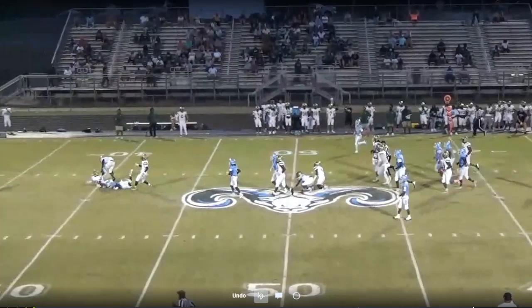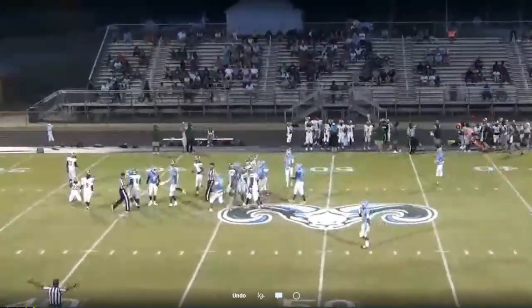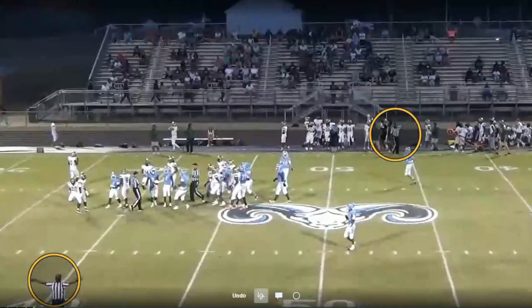And as we get towards the end of this play, which is going to be down around the 41-yard line, we will see our line judge come down, square the play off at the bottom of the screen in the bottom left-hand corner, and come in and stop the clock and does a great job.